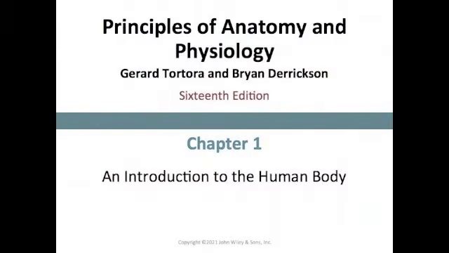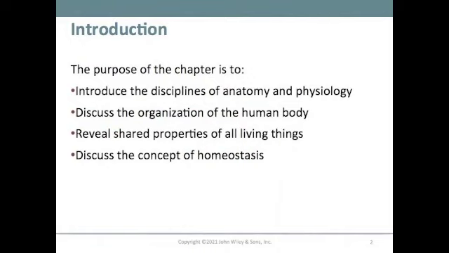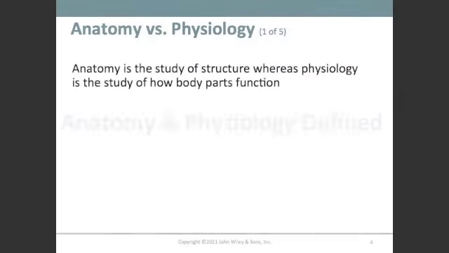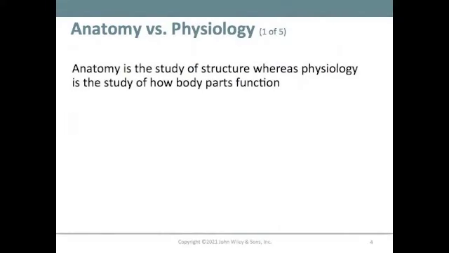Principles of anatomy and physiology. So the purpose of this chapter is to introduce the disciplines of A&P, discuss the organization of the human body, reveal shared properties of all living things, and discuss the concept of homeostasis. The first thing we do is define what anatomy and physiology is. Anatomy is the study of the structure, whereas physiology is the study of the function.